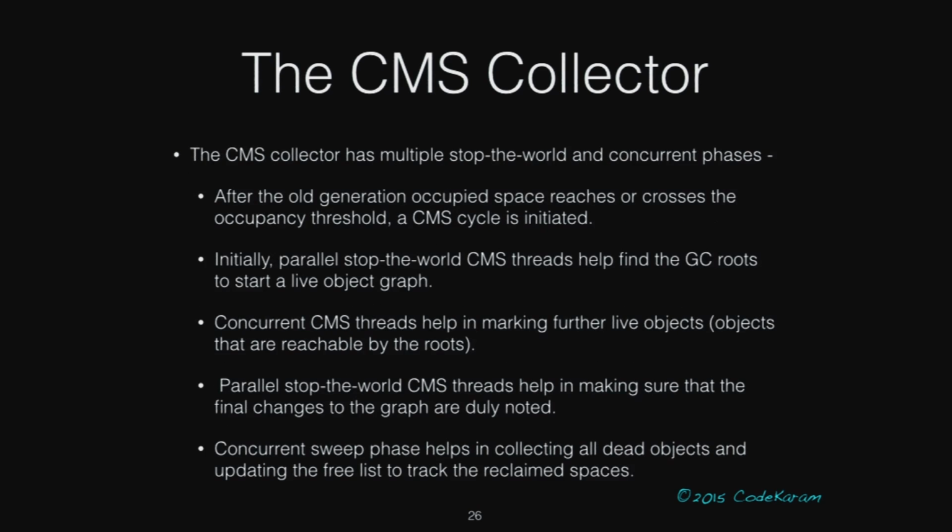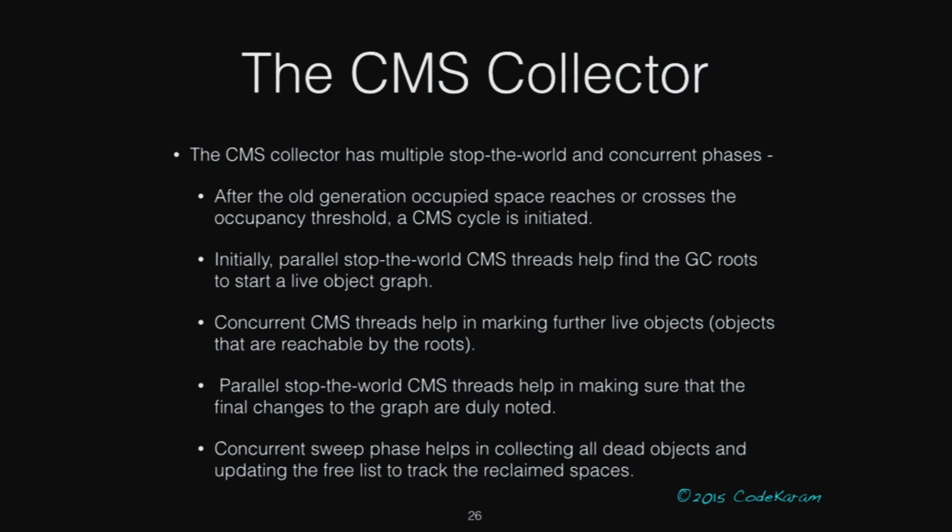All right, so let's talk about the CMS cycle itself, right? After the old generation threshold is crossed, there is initially a parallel stop the world marking cycle, and that is called the initial mark. That is useful to help find the GC roots, right? And you start making a live object graph.